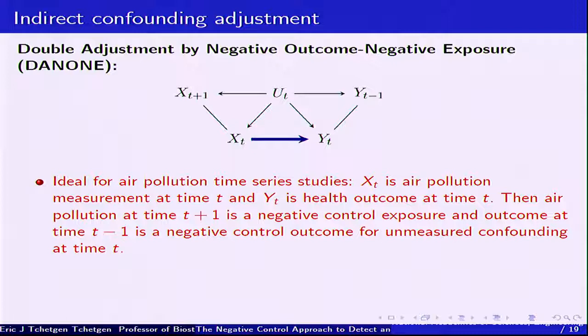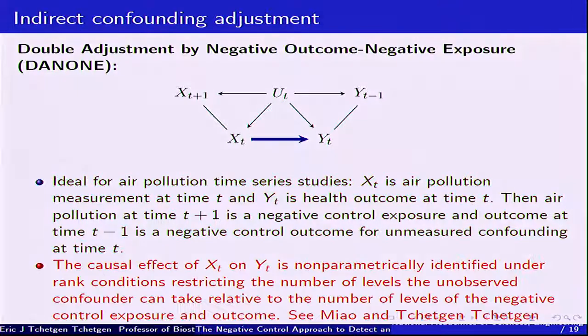At any rate, having both of them available would allow you to completely account for unmeasured confounding in a non-parametric fashion. It doesn't rely on any model. This is completely design-based. And so the causal effect in such a setting is non-parametrically identified under certain rank conditions, restricting the number of levels for the unobserved confounder that can be taken relative to the levels of the negative control exposure and outcome.